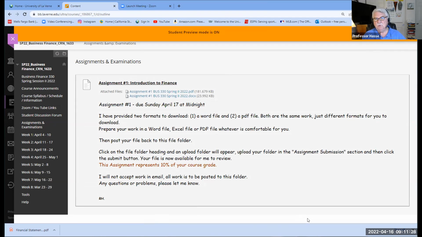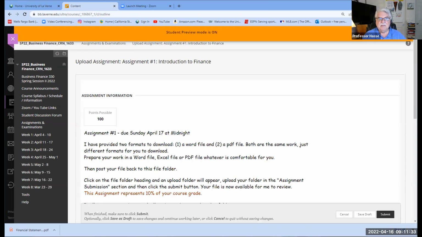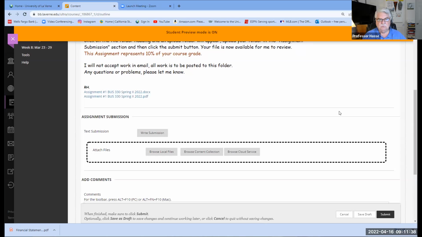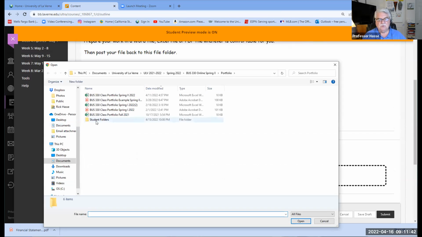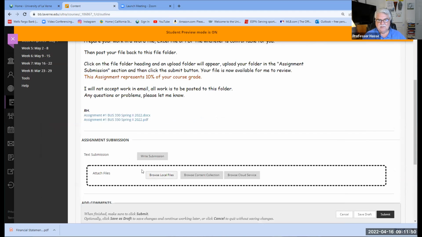In other words, when you repost it, you click on the file folder here. Up will come an upload section. You go down here and you go to attach files, and you go to browse your local files. You go to your computer, your flash drive, and select a file. Hit open. Once you hit open, that file will be uploaded, and it'll be officially uploaded when you hit submit. You hit submit, and then I will get your work, and then I will work on the grades on Monday. So that's how you upload a file folder.